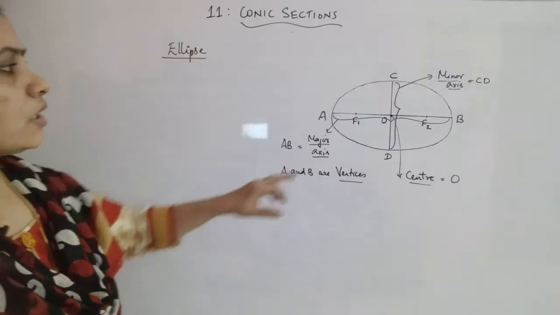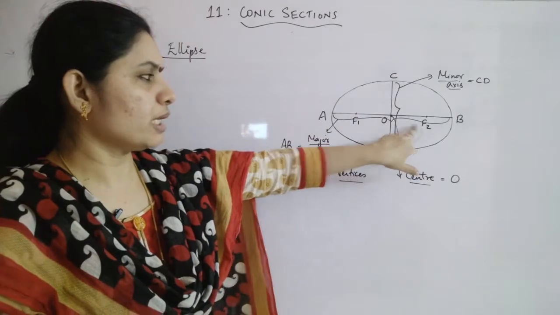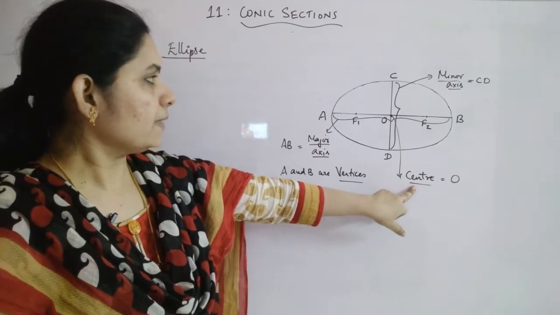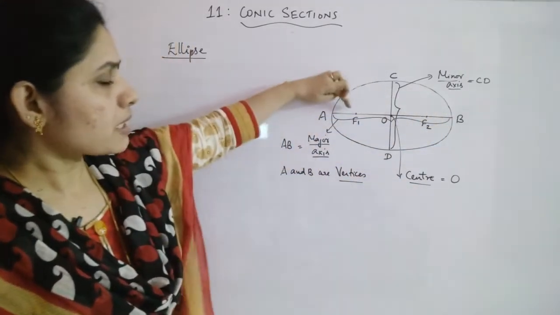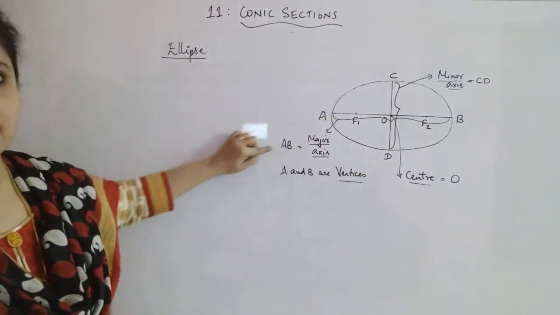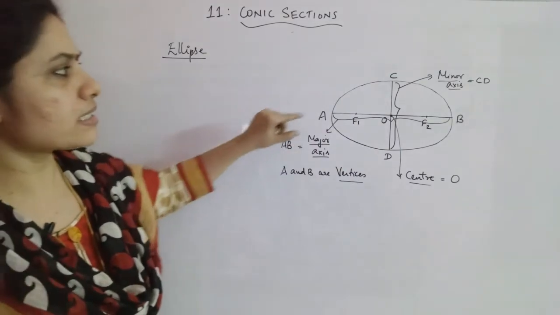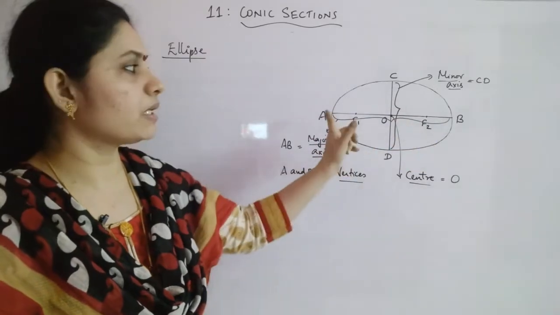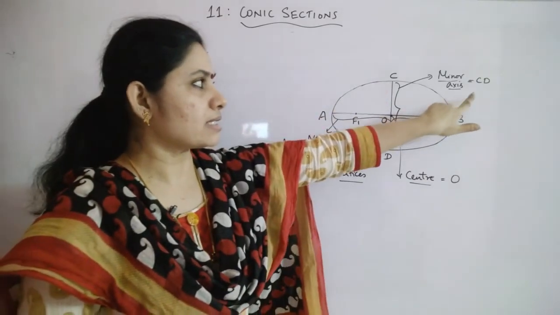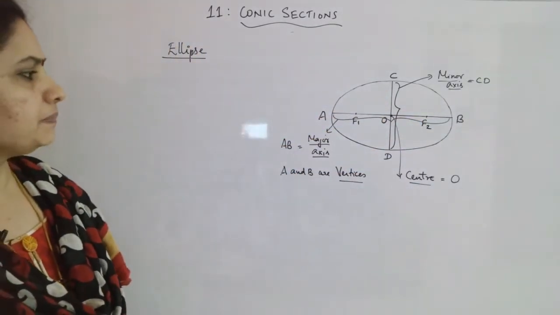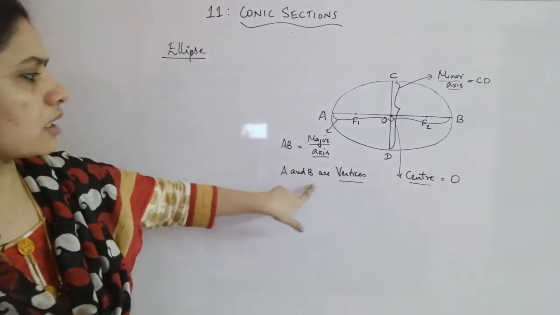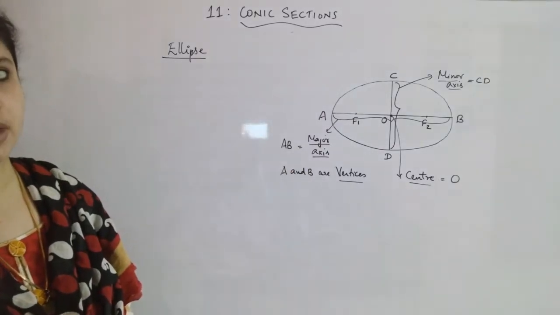The midpoint of the line segment joining F1 and F2, the foci, is O, and this O is called the center of the ellipse. The line segment passing through the two foci, this AB, is called the major axis. The line segment perpendicular to the major axis and passing through the center of the ellipse, CD, is called the minor axis. The end points of the major axis, A and B, are known as the vertices of the ellipse.